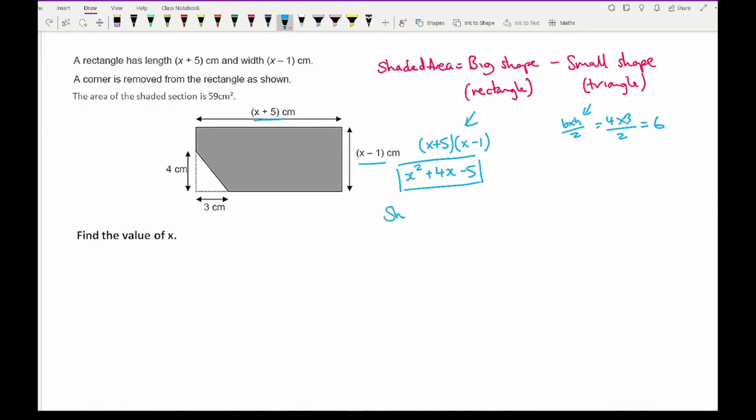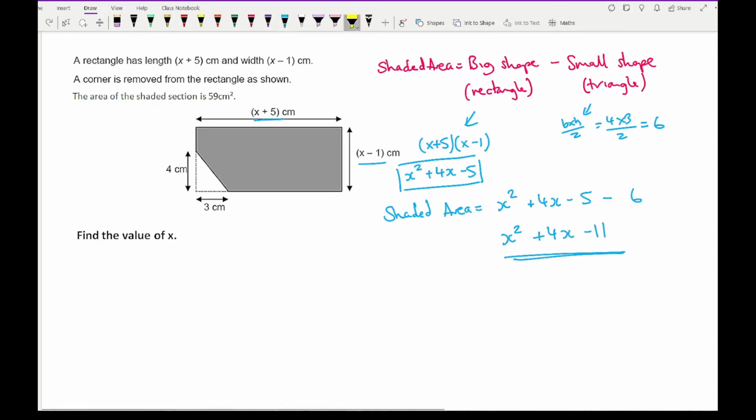So that means that the shaded area is going to be equal to x squared plus 4x minus 5 minus the area of the triangle, which is 6, which, just simplifying that, gives me a total area of x squared plus 4x minus 11. There is my expression for the shaded area.